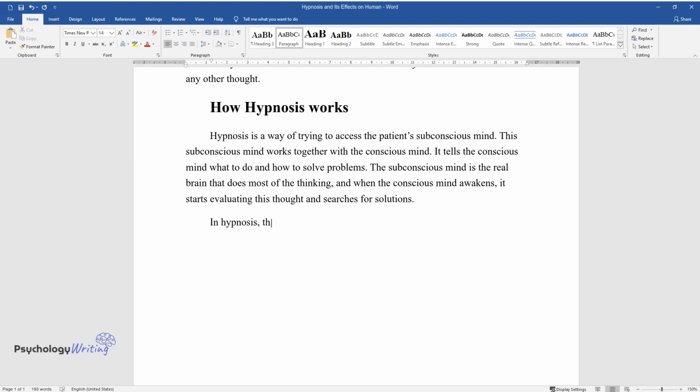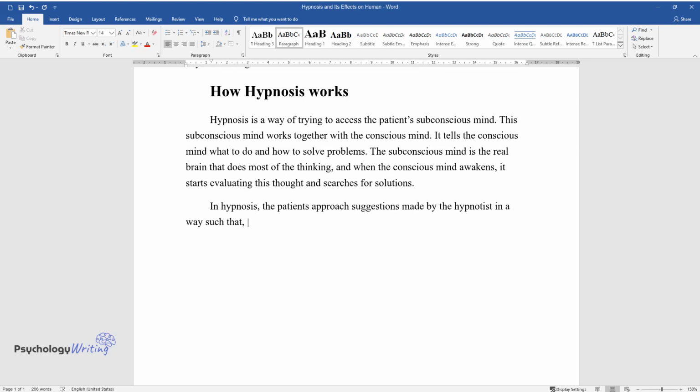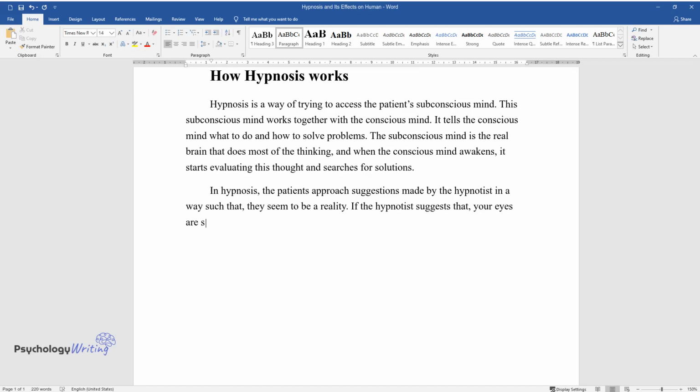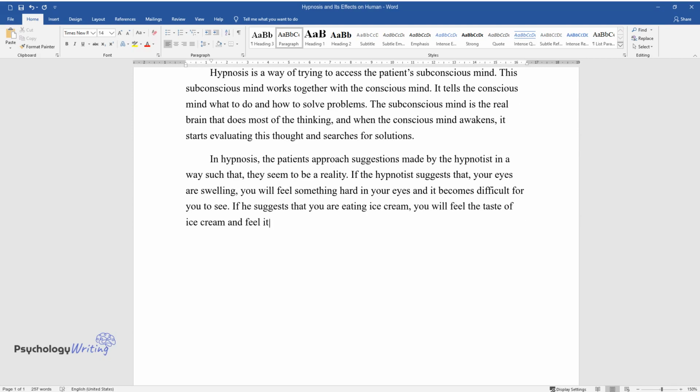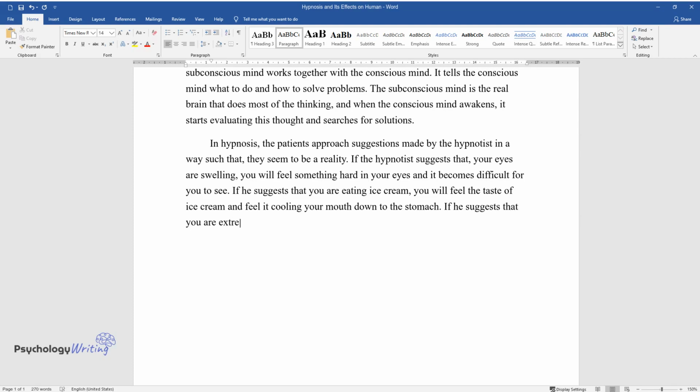In hypnosis, the patients approach suggestions made by the hypnotist in a way such that they seem to be a reality. If the hypnotist suggests that your eyes are swelling, you will feel something hard in your eyes and it becomes difficult for you to see. If he suggests that you are eating ice cream, you will feel the taste of ice cream and feel it cooling your mouth down to the stomach. If he suggests that you are extremely happy, you may feel joy and jump up out of happiness.